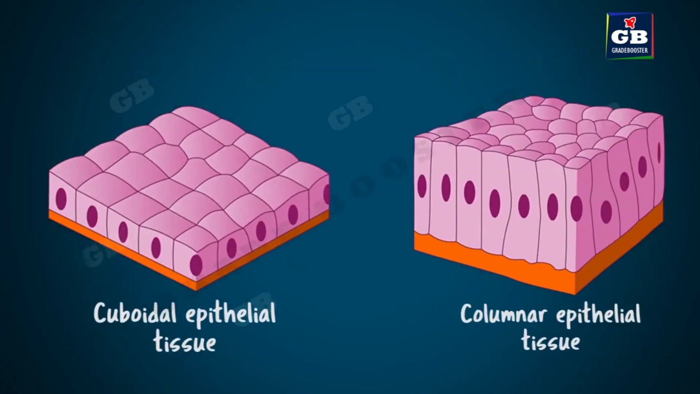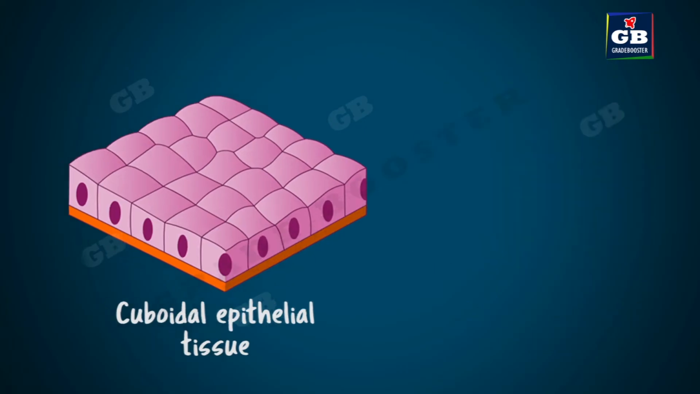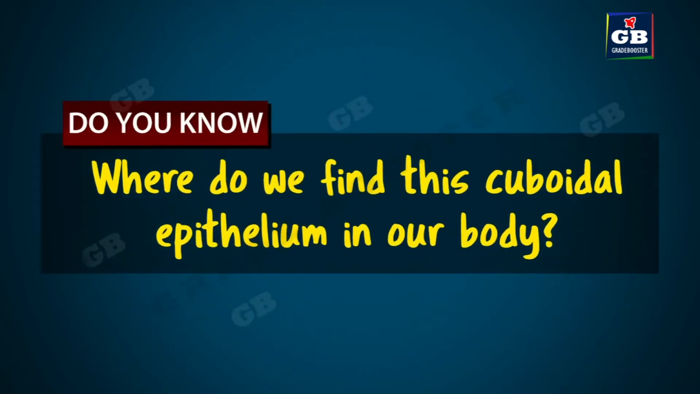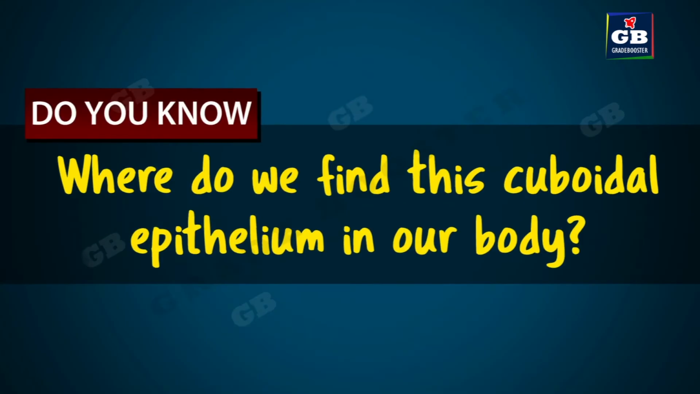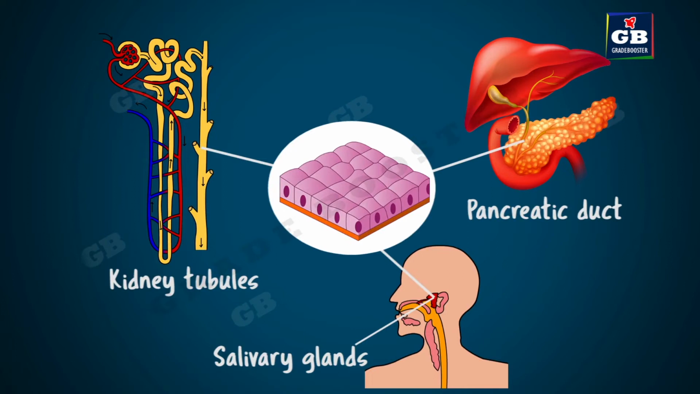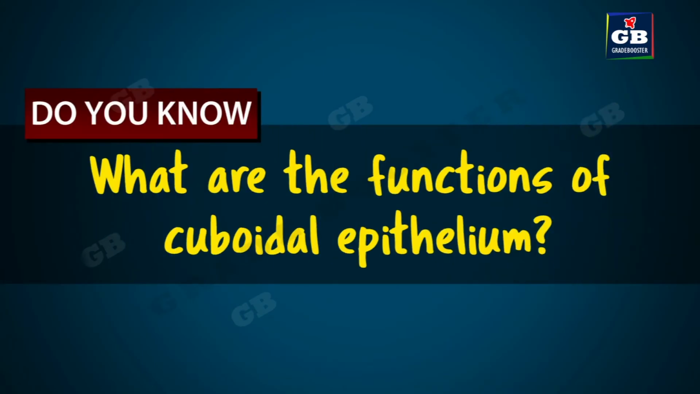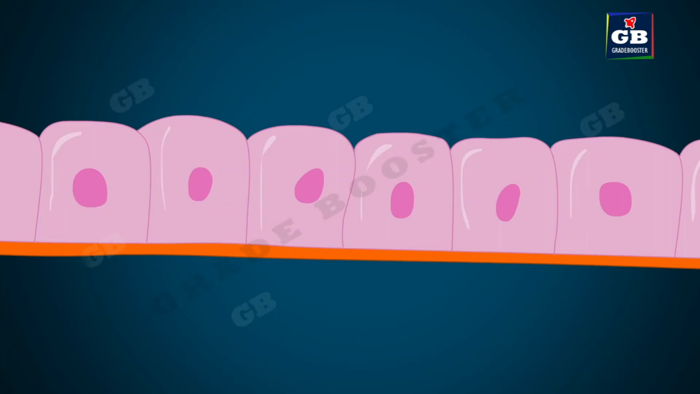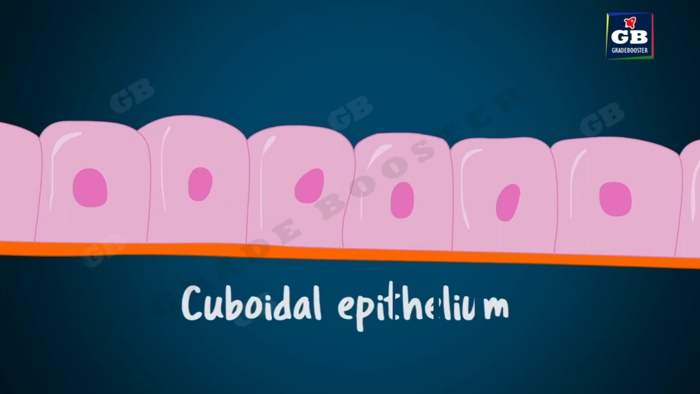Now, let us learn about cuboidal and columnar epithelial tissue. First, let us learn about cuboidal epithelial tissue. Where do we find this cuboidal epithelium in our body? We find this tissue as a lining of kidney tubules and ducts of pancreas and salivary glands. What are the functions of cuboidal epithelium? The cells of this epithelial tissue look like cubes. So, it is called cuboidal epithelium.